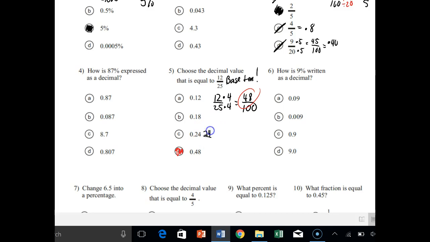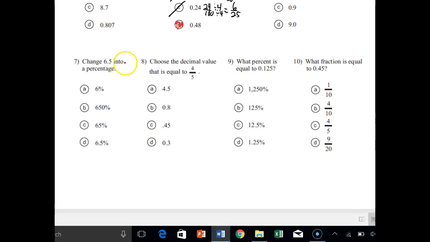0.24 would be 24 over 100, and if I divide by, say, 4, I'll get something like 6 over 25, so that can't be my answer. 18 over 100, if I divide by 2, I get 9 over 50, so that can't be my answer. I shouldn't be shading these in. Sorry, I should be crossing these out. Goodbye. And 12 over 100 divided by 4 again, I can get 3 over 25. So it's really important that you know your factors of 100 in order to make sure that you can complete these nice and quickly. All right, number 7, change 6.5 into a percentage.